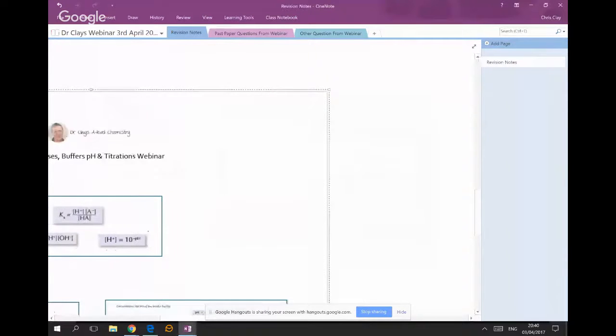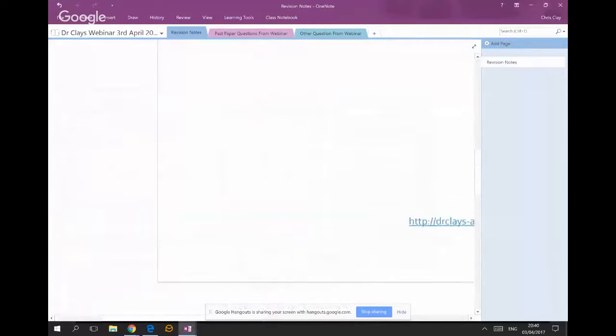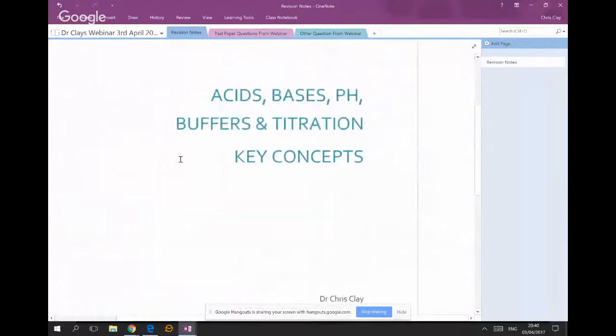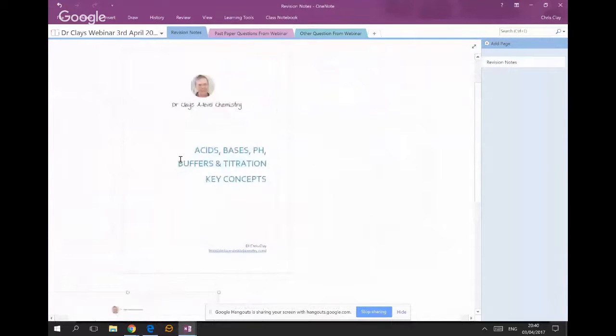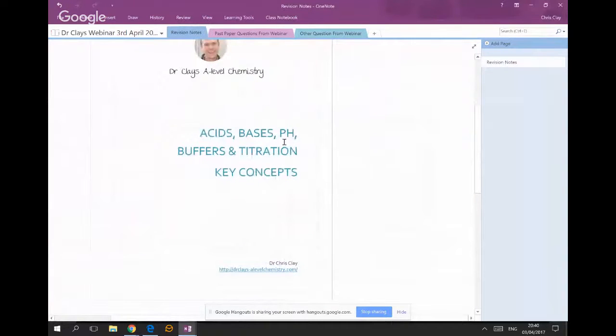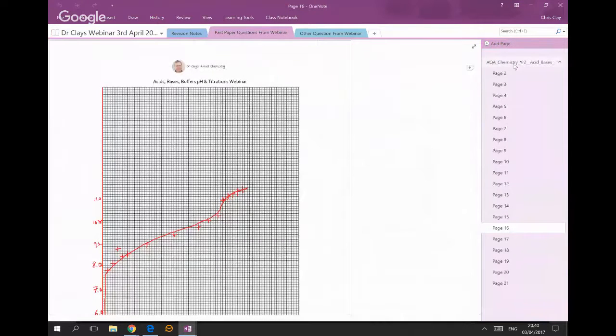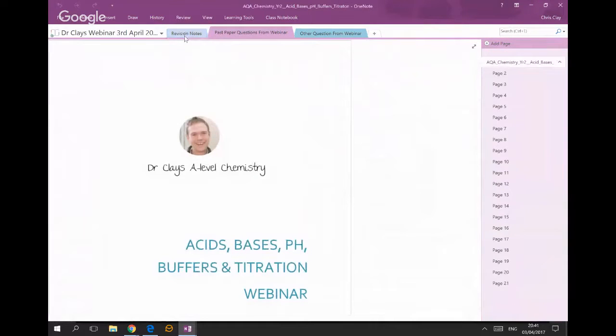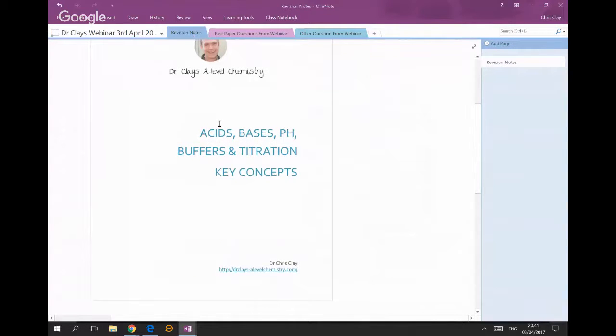Fantastic. All right, so we're going to start off here with our key concepts from acids, bases, pH, buffers, and titrations. Make sure you can see this. We'll go through the quick key concept questions, and then we're just going to spend the rest of the session applying those concepts in our past paper questions that we've got here. You will also get a link to this OneNote page if you feel you need it at the end of the session.